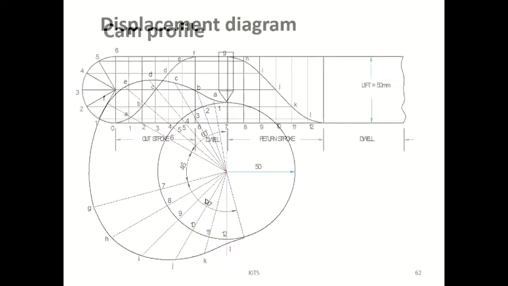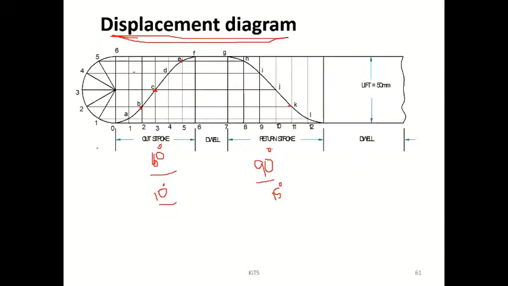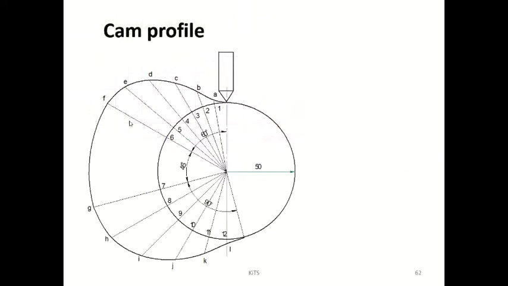Now let us go to the displacement diagram. Here 1 to A, what is the distance? You measure. 1 to A, what is the distance? Measure and mark it. We got point A.